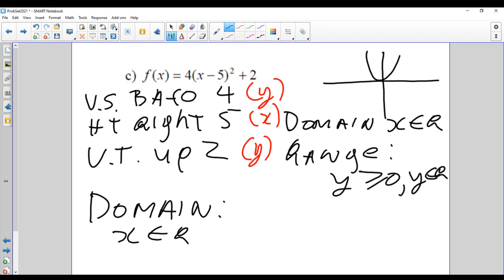Okay. How about the range now? The range affects the y. So, the range used to be y is greater than or equal to 0. What are we going to do with that 0?